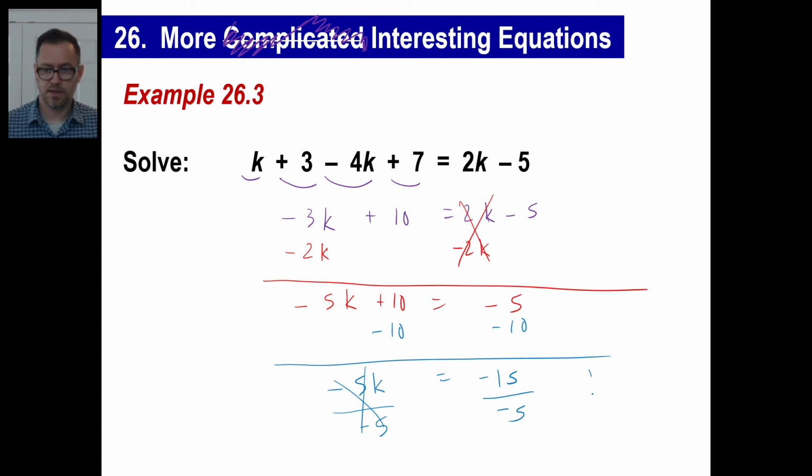Okay, we have a k. Negative 15 divided by negative 5. How many negative 5s go into negative 15? 3 of them do. There is our answer. We got it. Okay. All right.